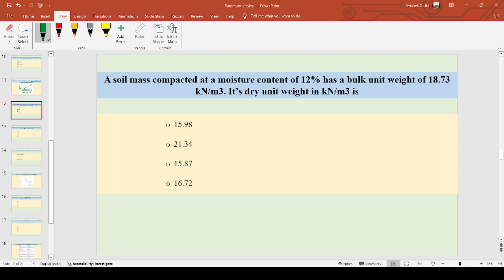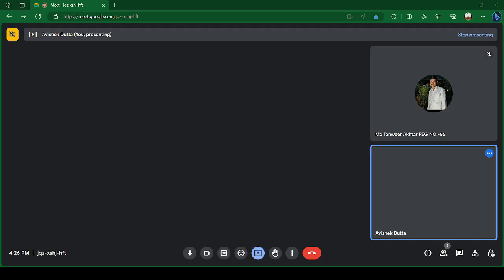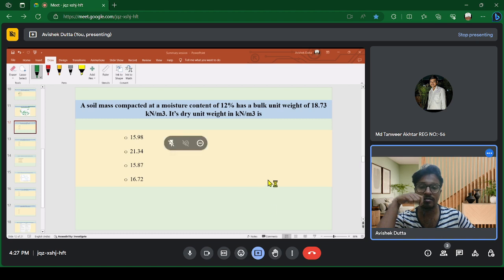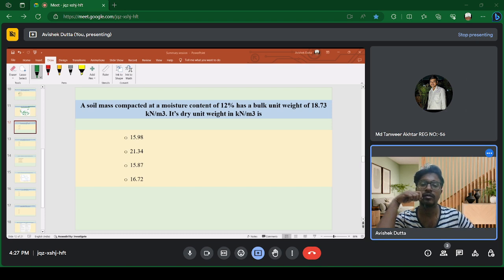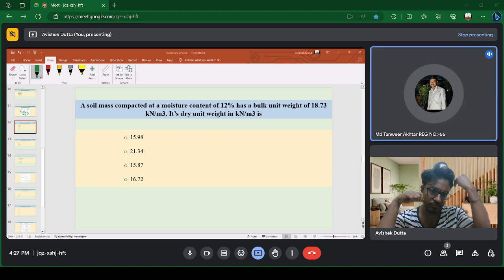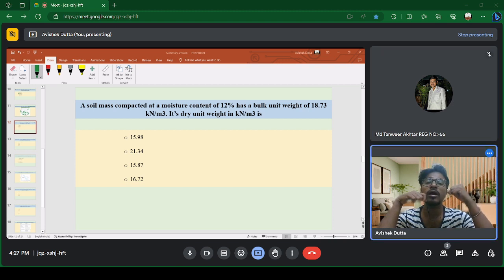The answer is the fourth one, 16.72. Very good. So how did you solve it? Dry unit weight equals to total or bulk unit weight divided by 1 plus moisture content.